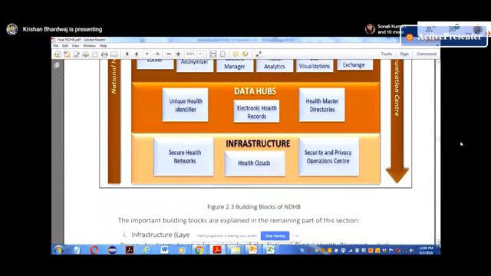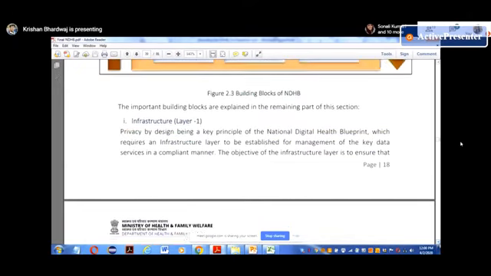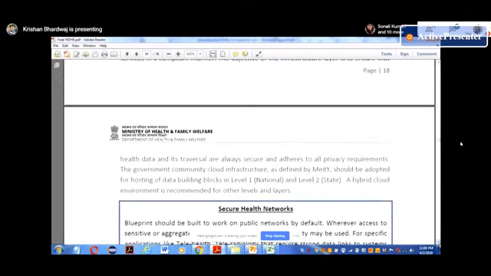So the first is the infrastructure. Now, if you read this NDHB, they are clearly saying that the government community cloud infrastructure as defined by MeitY should be adopted for hosting of data building blocks in level 1 and level 2. Now, what is the interpretation of that? One interpretation can be that all the data and all the infrastructure will be handled by MeitY. But then, we have a lot of private sector applications as well, and we have a lot of private clouds which are hosting their respective applications and data.